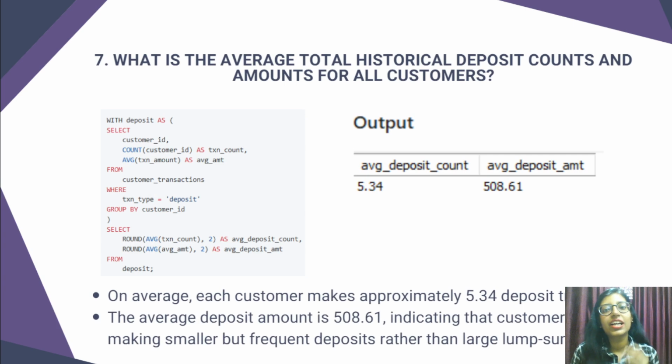And in the next question we have to calculate the average total historical deposit count and their amount for all the customers. For this we also used a temporary CTE, for calculating the transaction count and their average amount according to deposit, and then we fetched the result from that CTE for getting the average deposit count. As a result, we saw that each customer makes approximately 5.34 deposit transactions. And what was their deposit amount? Their deposit amount is 508.61.